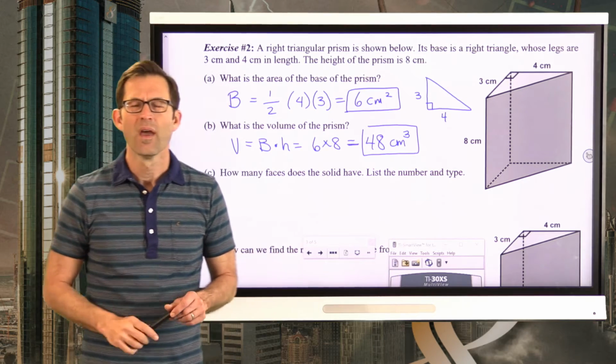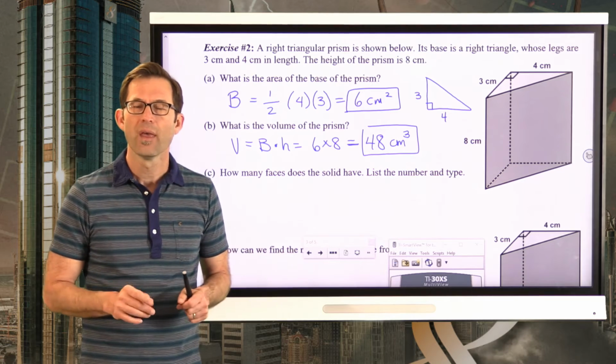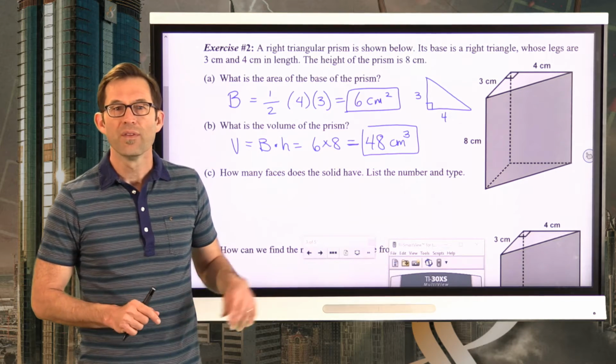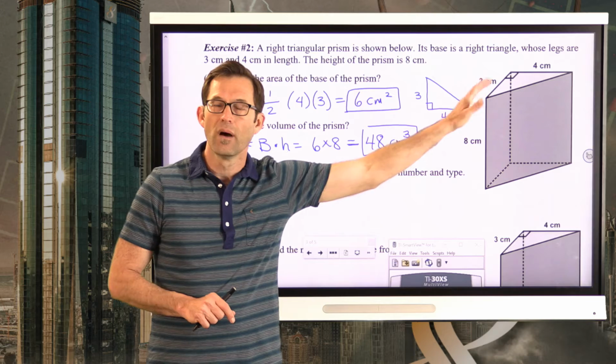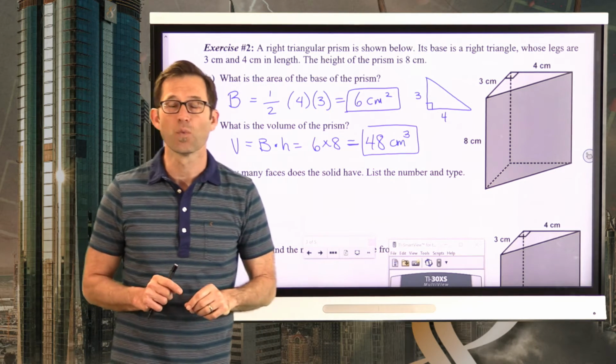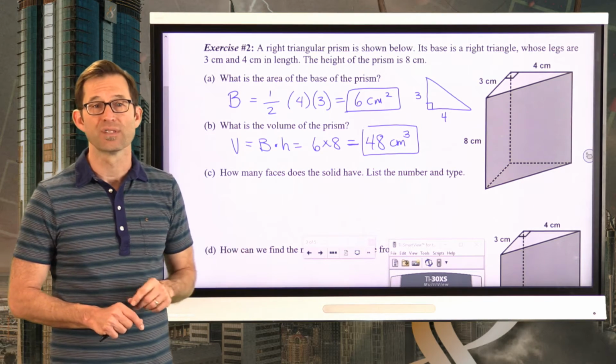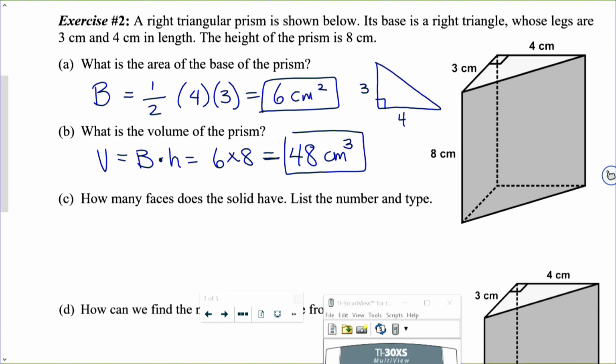Simple as that. All right, now of course we're going to turn our attention to the surface area. Now, as you're well aware, this thing is going to have a number of faces. So let's first think about how many faces we have and what kinds of shapes they are. That's going to be letter C. Let's take a look. How many faces does the solid have? List the number and the type.